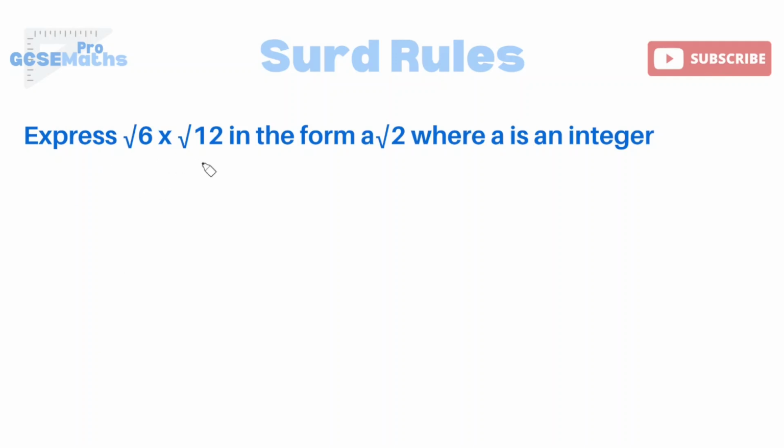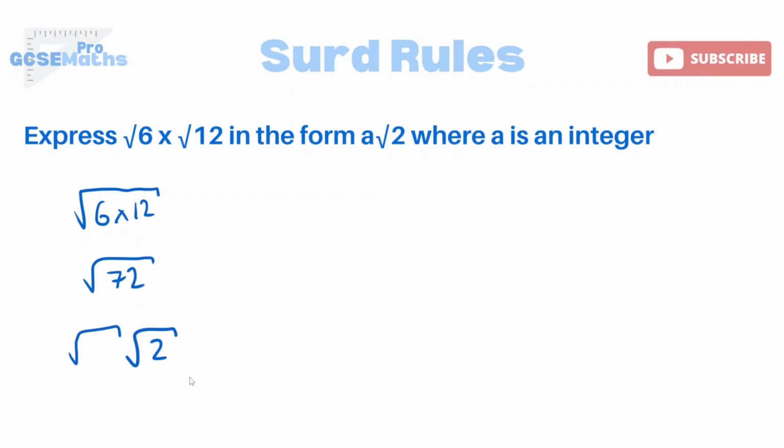So express root 6 times root 12 in the form a root 2, where a is an integer. Very similar to what we saw in adding and subtracting surds. It just means multiply the two surds together, and then hopefully you will simplify it where you've got 2 as your remainder surd, okay? So, like we know, we can just multiply two surds together in the same square root symbol. So 6 times 12 is 72, and then it's hinting at the fact that we can simplify 72, and that one of the factors is 2.